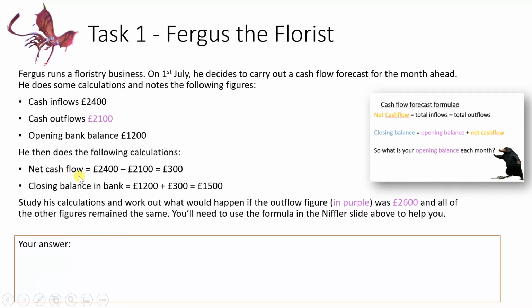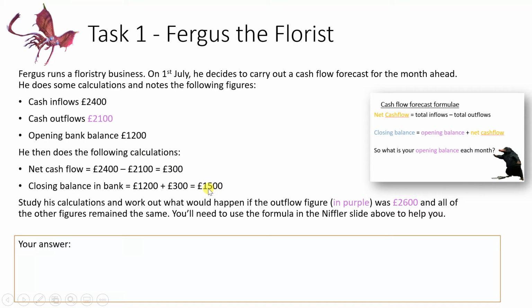So here you can see a cash flow being worked out without the formal spreadsheet. So the formulas come into play here. Net cash flow, now there's the formula on the right hand side with the yellow heading. It's total inflows minus total outflows. So over here for Fergus, we've got £2,400, that's right at the top, minus £2,100. It gives you £300 as an answer. Closing balance in the bank is 1,200. Now if you look onto the third bullet point, that's the opening bank balance plus 300, which is 1,500. And that gives him the closing balance.